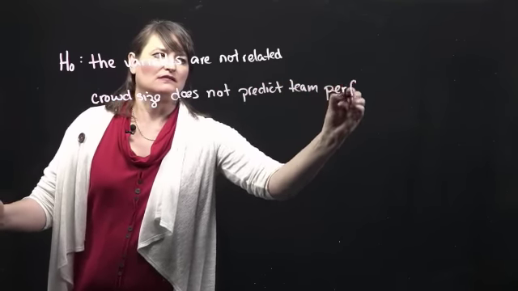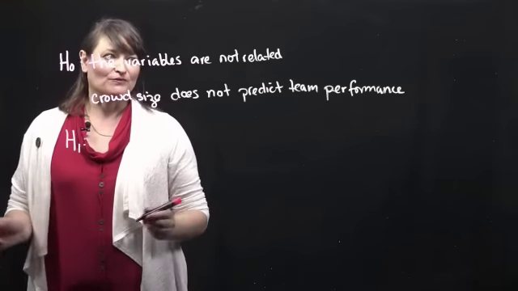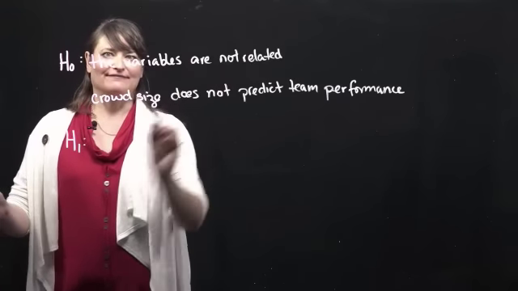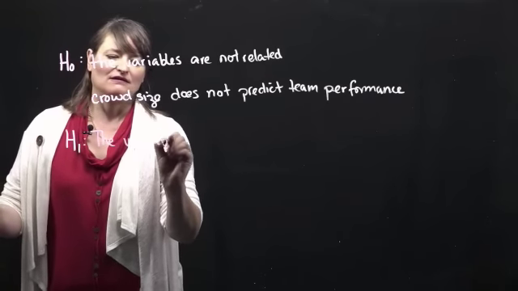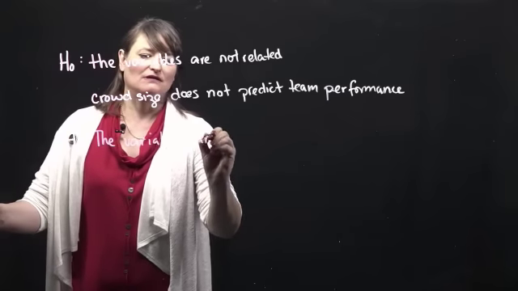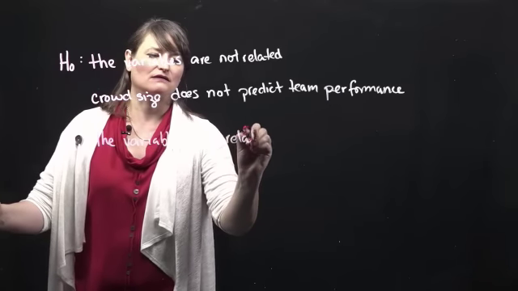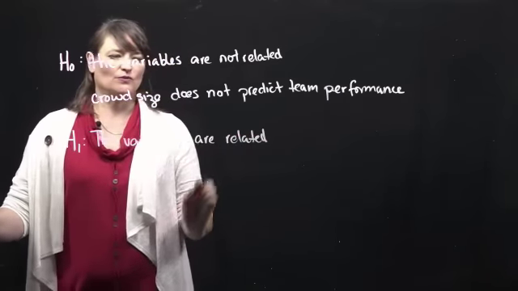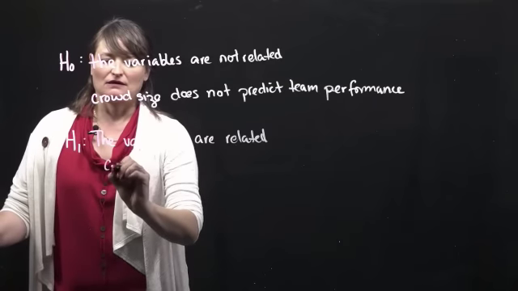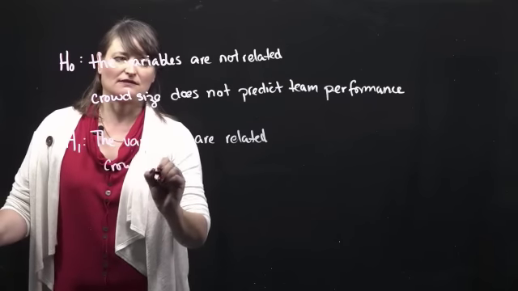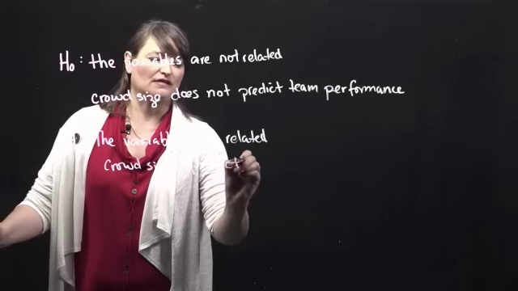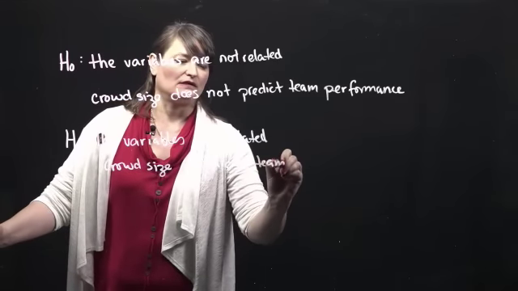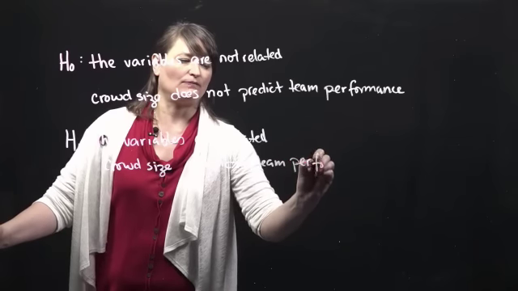Now, you've got a couple of different ways that this could go. You could just say the variables are related. So what would this look like? It would say crowd size predicts team performance.